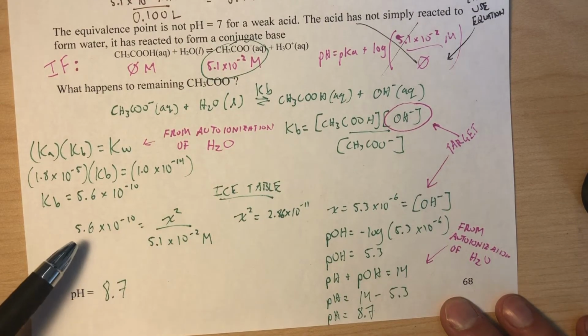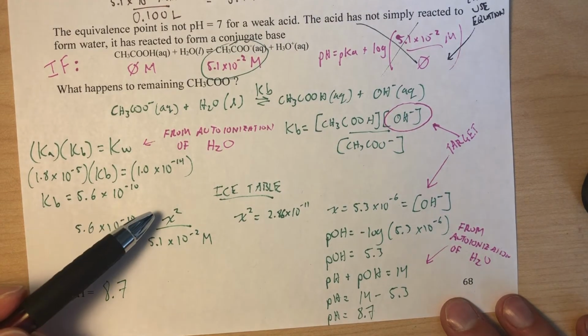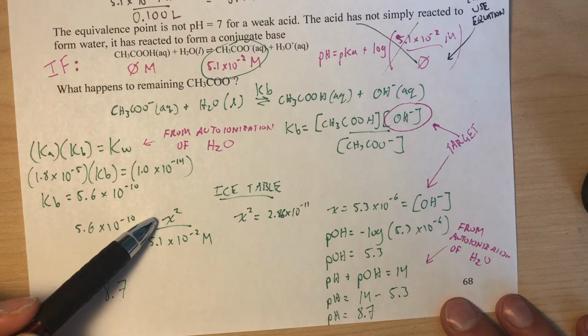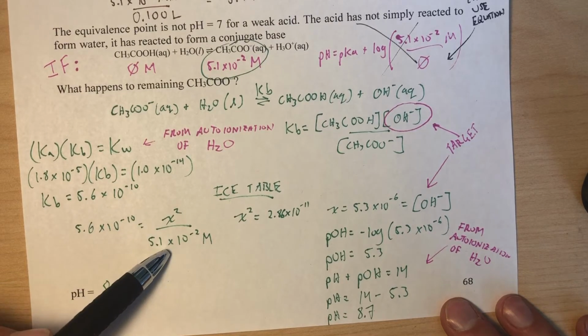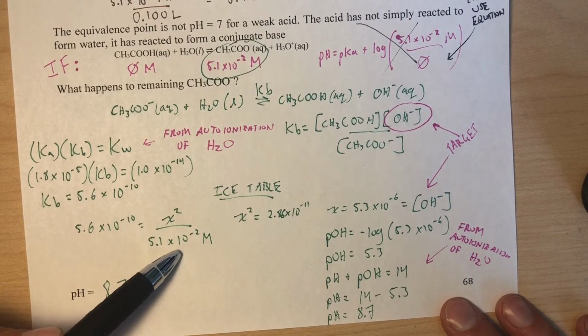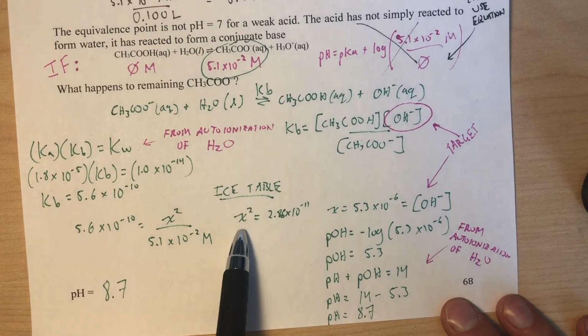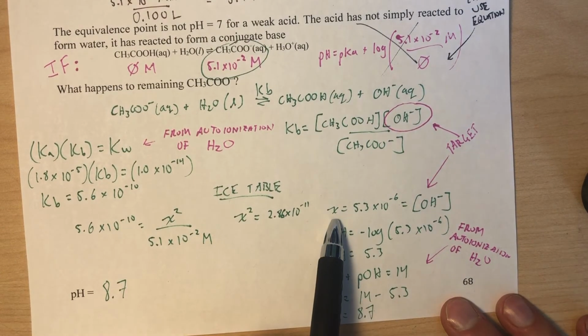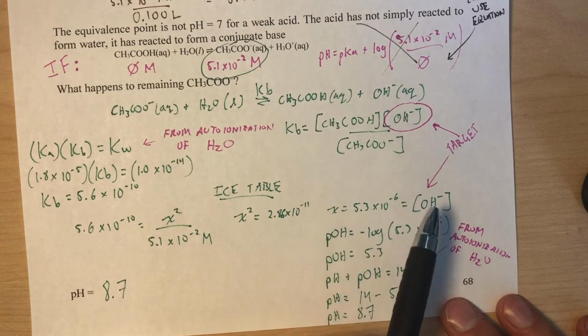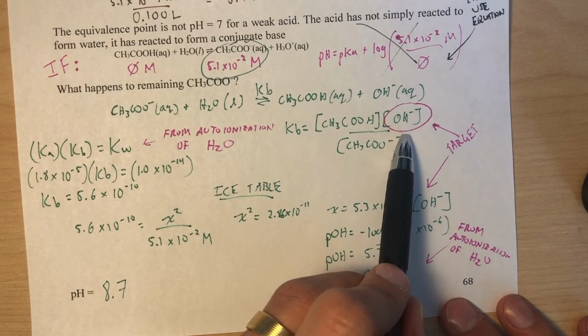So we would use an ice table, and we would find that our Kb is equal to our products, which is x times x, divided by our reactant, which is 5.1 times 10 to the negative 2 minus x, but we've ignored the x. We can solve and discover that x squared is equal to 2.86 times 10 to the negative 11, and then take the square root and you get x is equal to 5.3 times 10 to the negative 6. That is equal to our hydroxide concentration, which is our target value.